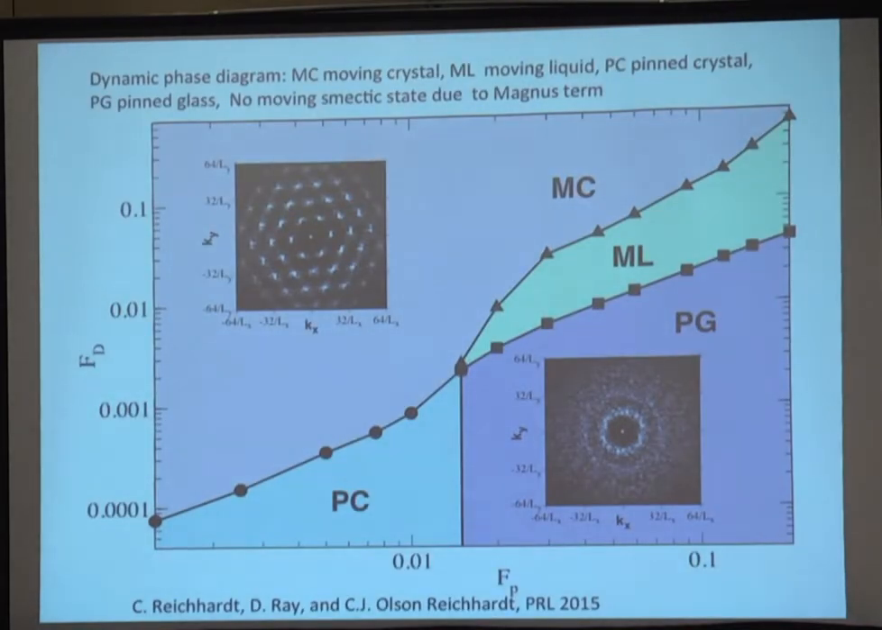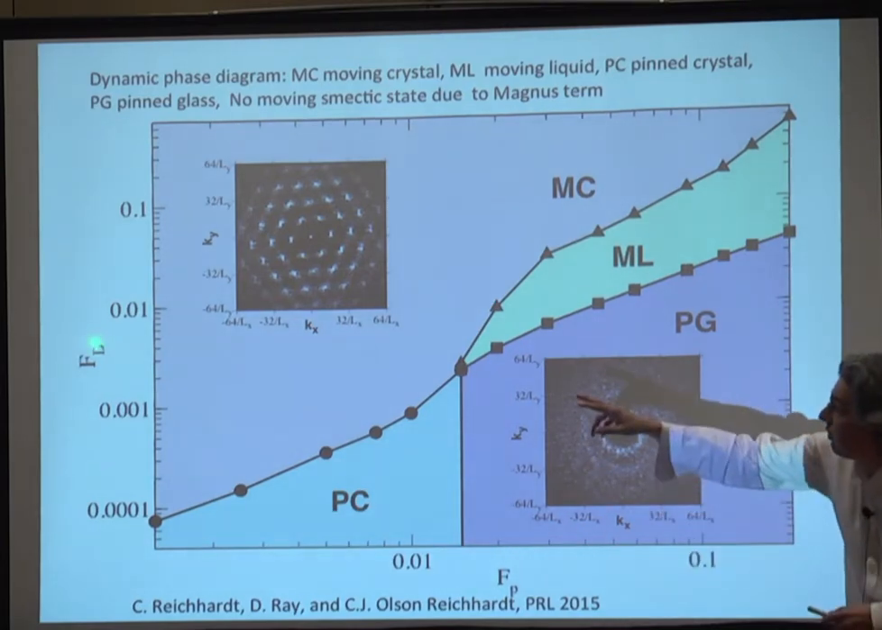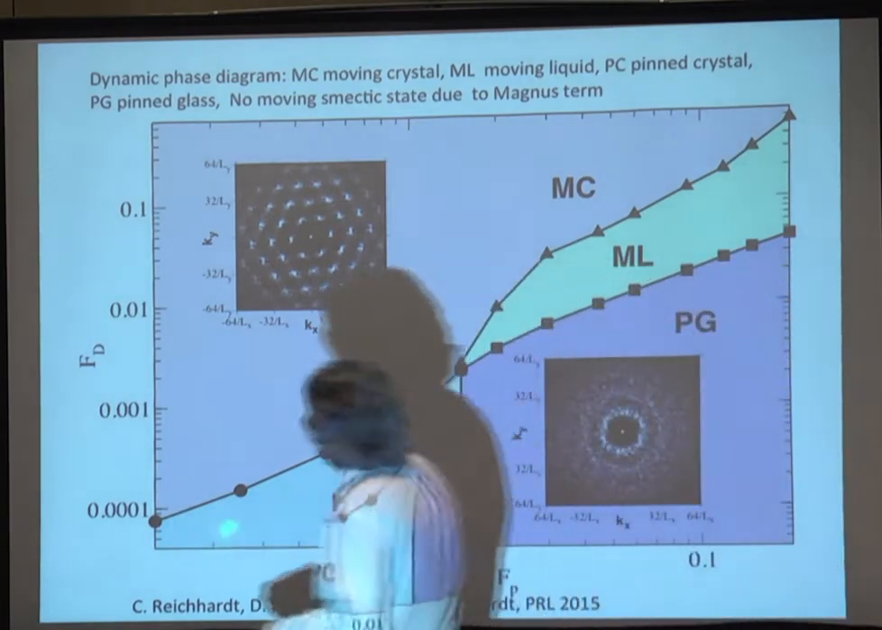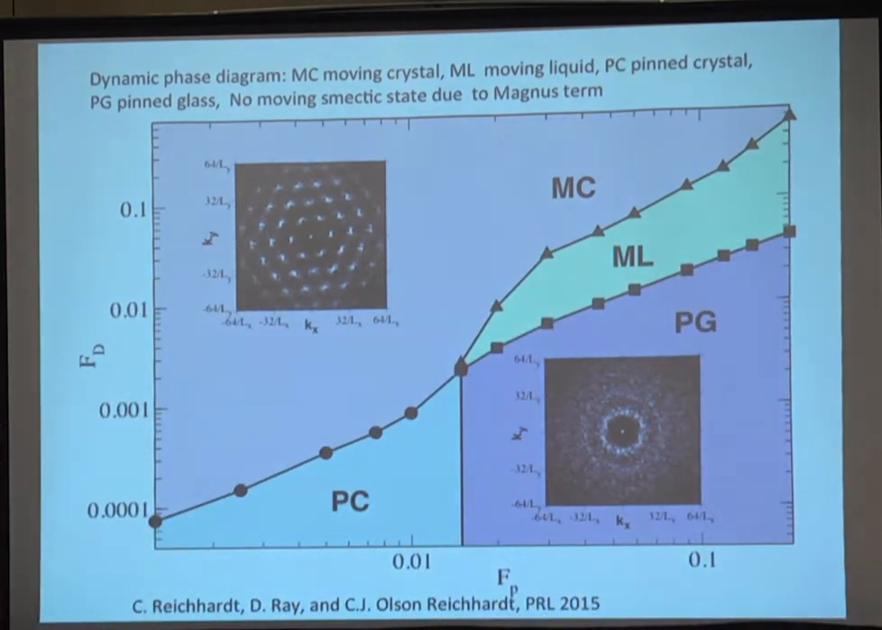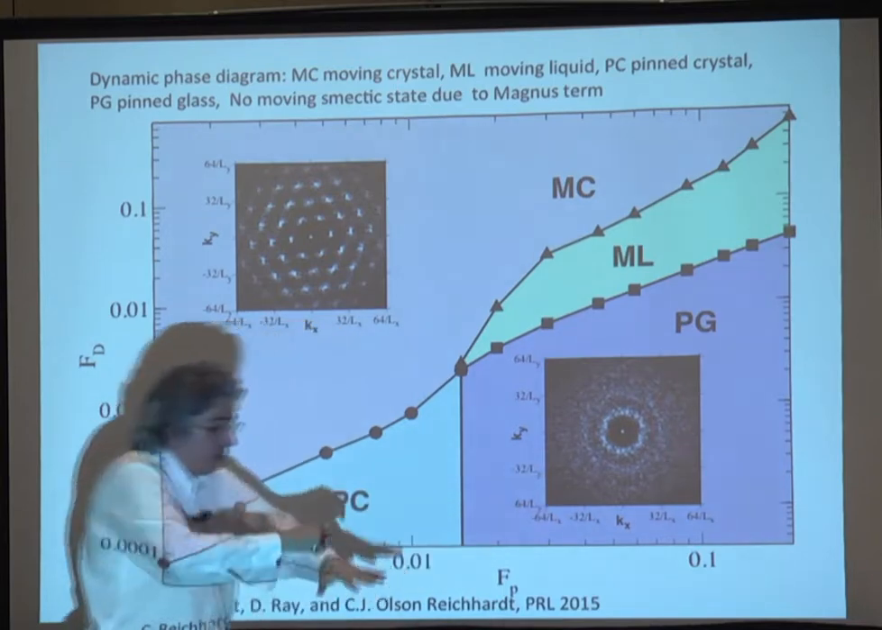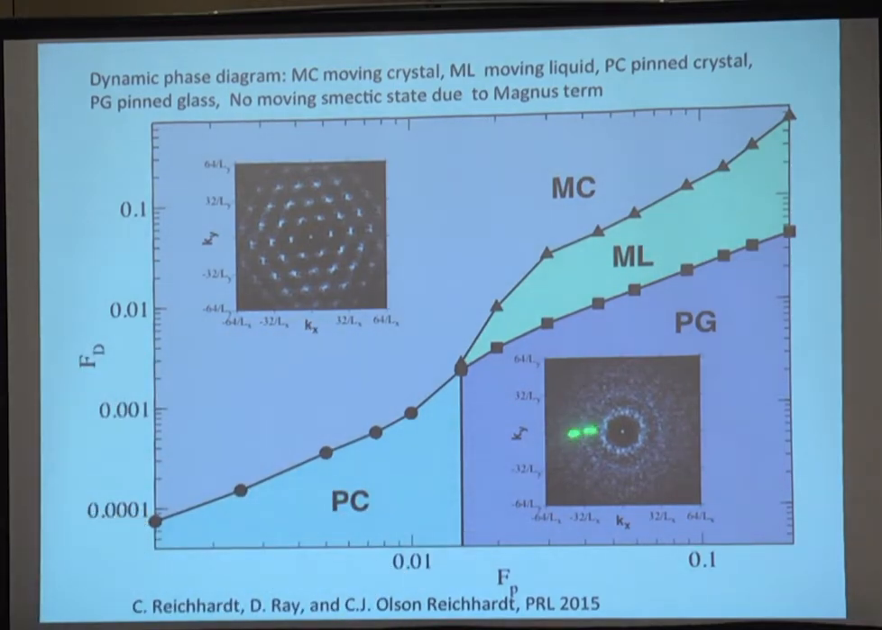Now back to the random pinning system. This is the same system you saw earlier. You can then map out a general dynamic phase diagram. This is the pinning force versus applied drive. If your pinning is weak, you're in what we call a pinned crystal phase. You apply a drive, and then it goes into a moving crystal phase. On the other hand, suppose you have very strong pinning, your skyrmion lattice is destroyed. If you do neutron scattering, you'll see a ring. If you apply a drive, this ends up going into a moving liquid phase.